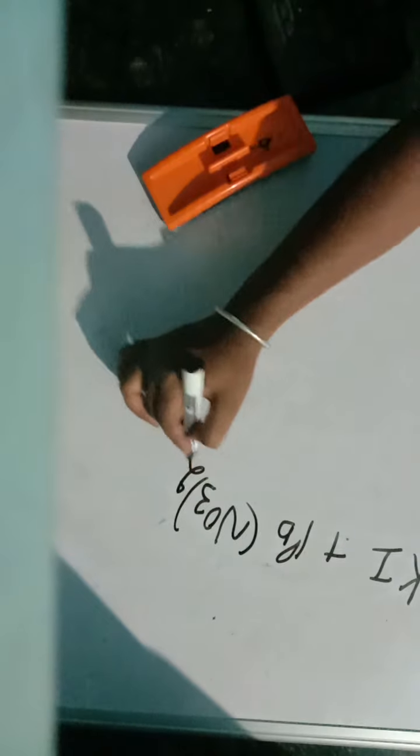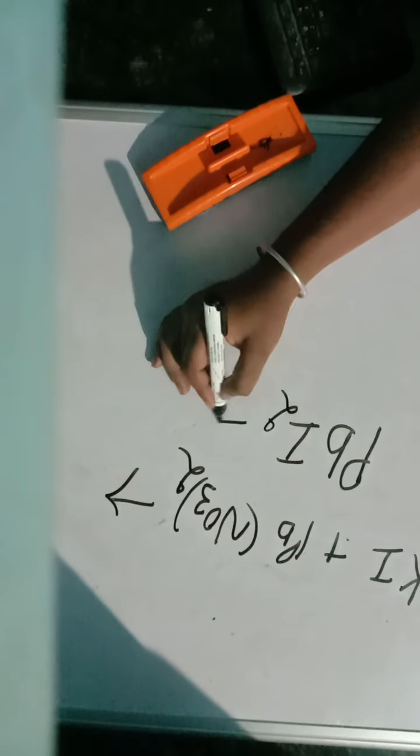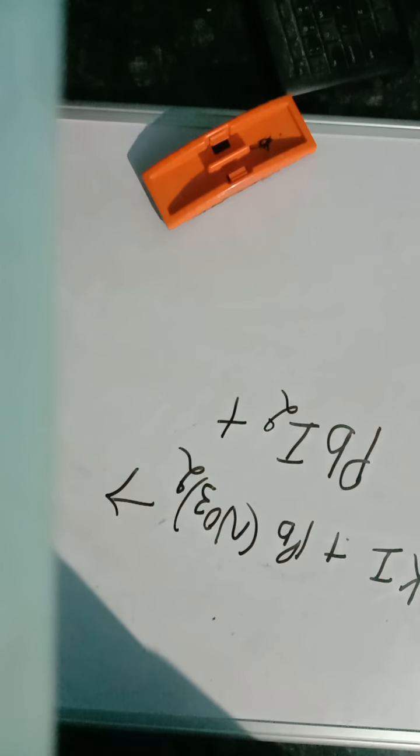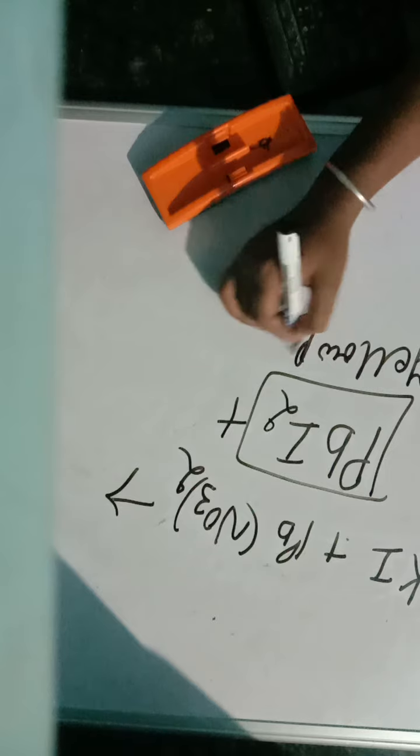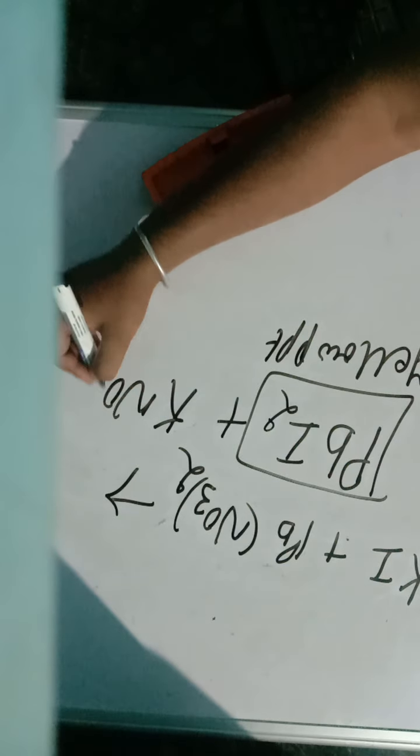So what is the reaction? That is KI plus Pb(NO3)2, what we are going to form? Lead iodide, so what would be the formula? PbI2. Plus, as I already explained, this is the yellow precipitates, yellow PPTs, and KNO3 would be formed.